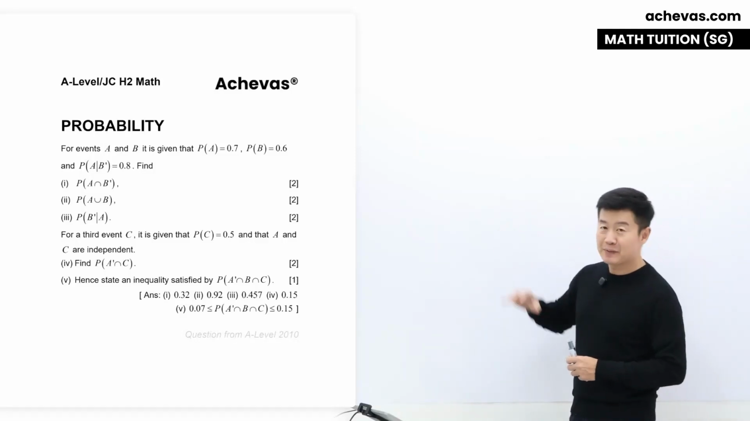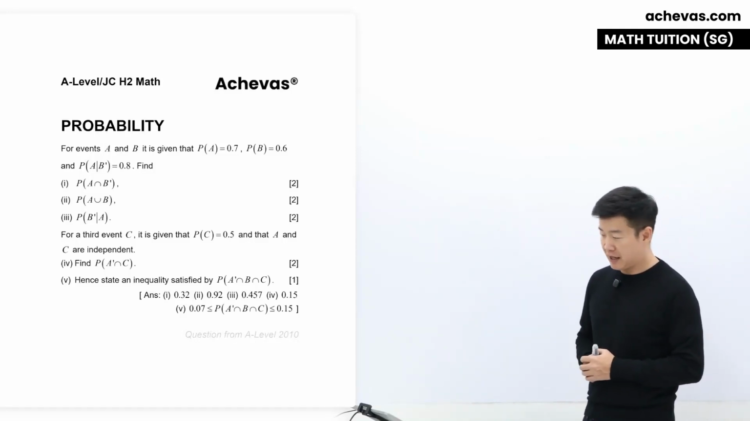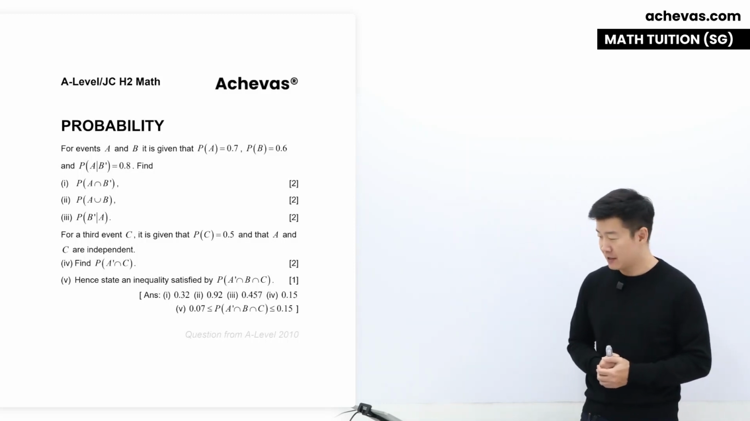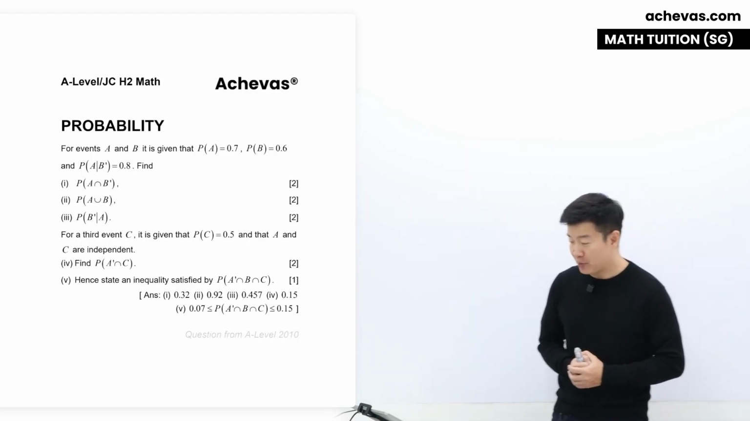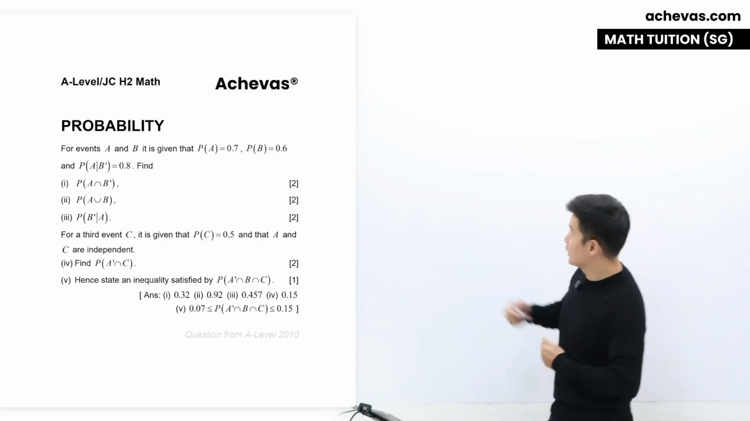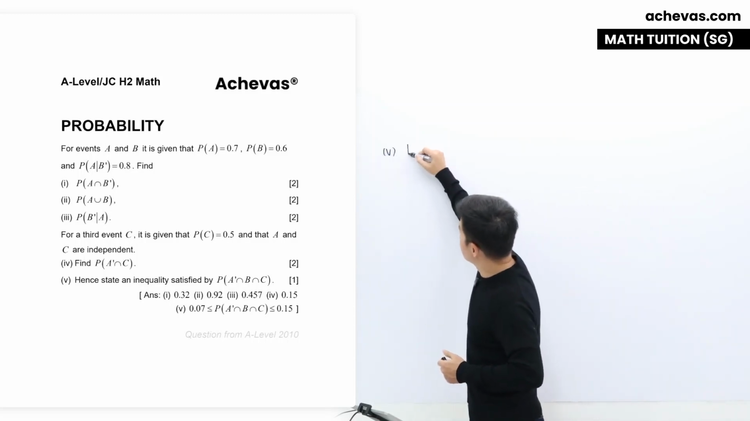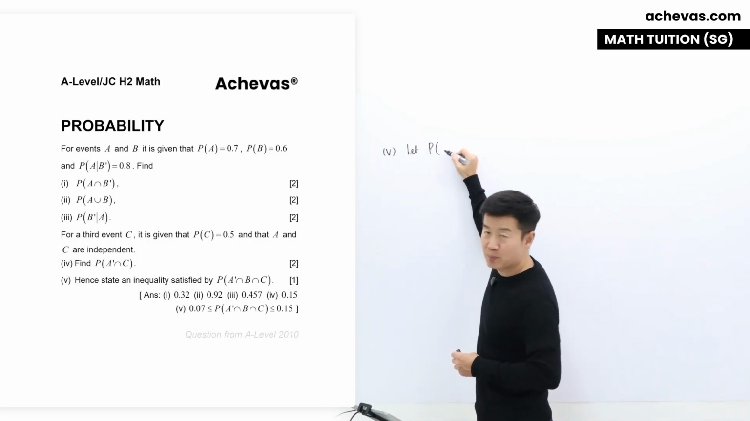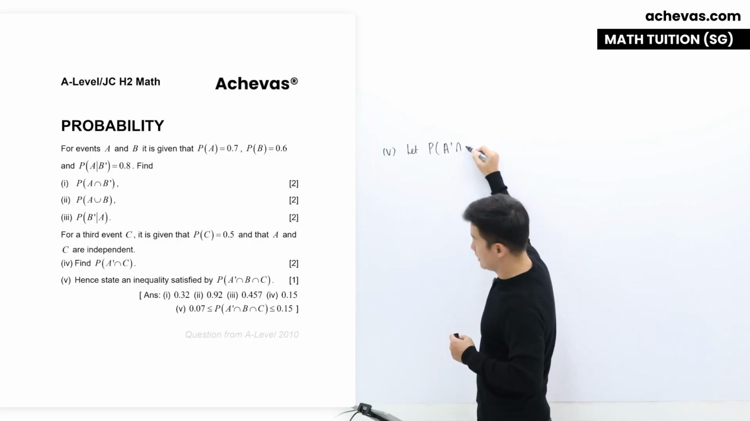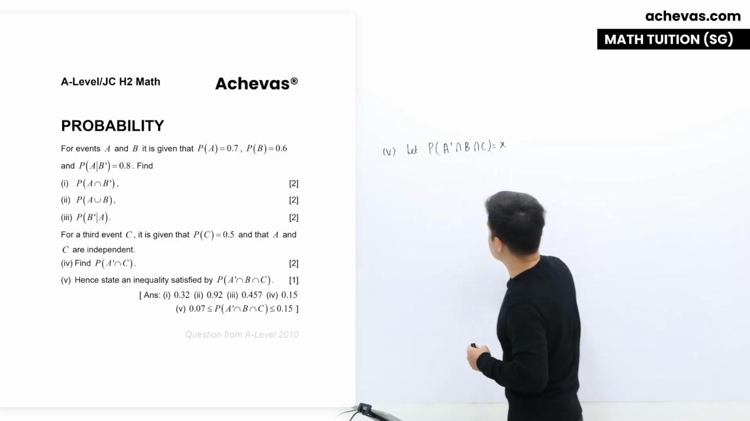We're going to look at the last part of this question, and we are supposed to find an inequality that satisfies the probability of A prime intersect B intersect C. The very first thing that we will do for this is to let this probability be X. So probability of A prime intersect B intersect C, I'm going to let this be X.